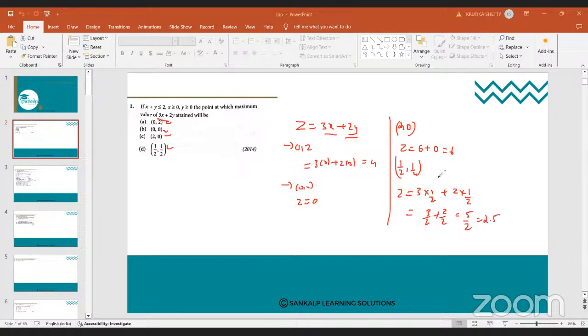So see, out of these four values, the maximum value is 6, and it is occurring at the point (2, 0). So option C will be the right option. This is how you can find out the maximum value. So the maximum value is 6, and it is obtained at the point (2, 0).